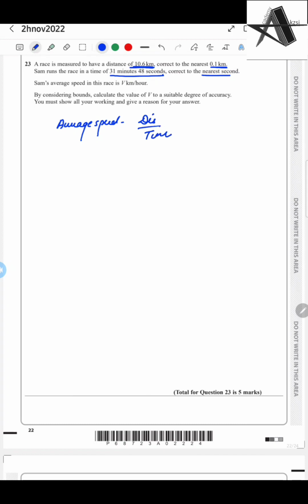If you want to calculate the upper bound for the speed, that means you have to calculate the upper bound of distance over the lower bound of time. Don't divide by the upper bound of time, because a higher value divided by a higher value will not give you a higher value. If the numerator is higher and the denominator is lower, then you will get a higher value. For the upper bound of a division of two numbers, the numerator should be greater but the denominator should be smaller. So it will be the lower bound of time.